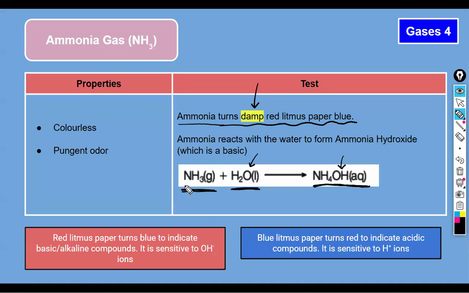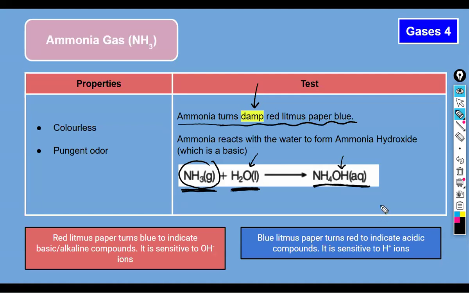So I just want to clear this up. The ammonia itself, pure ammonia, does not have any OH in it. So pure ammonia is not alkaline. It will not change red litmus paper blue. You have to mix it with the water first to get NH4OH, and only then it becomes alkaline. Okay? So I hope that makes some sense.